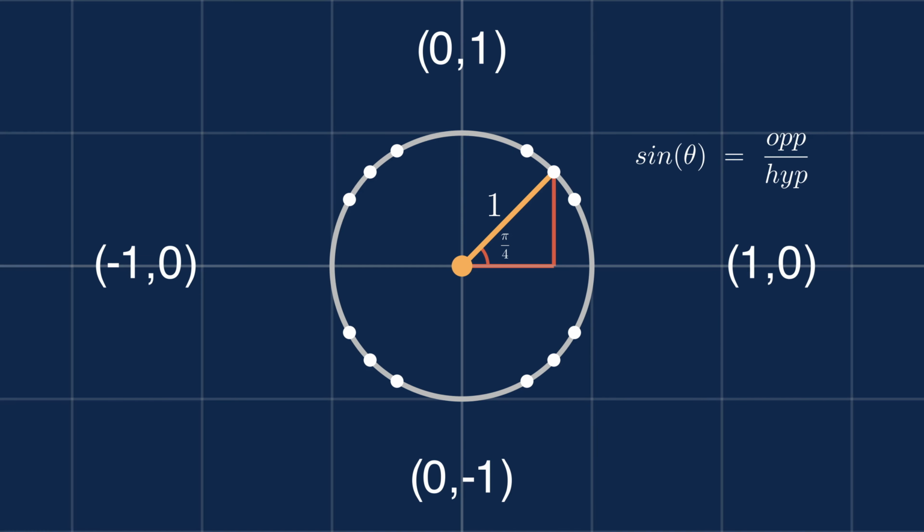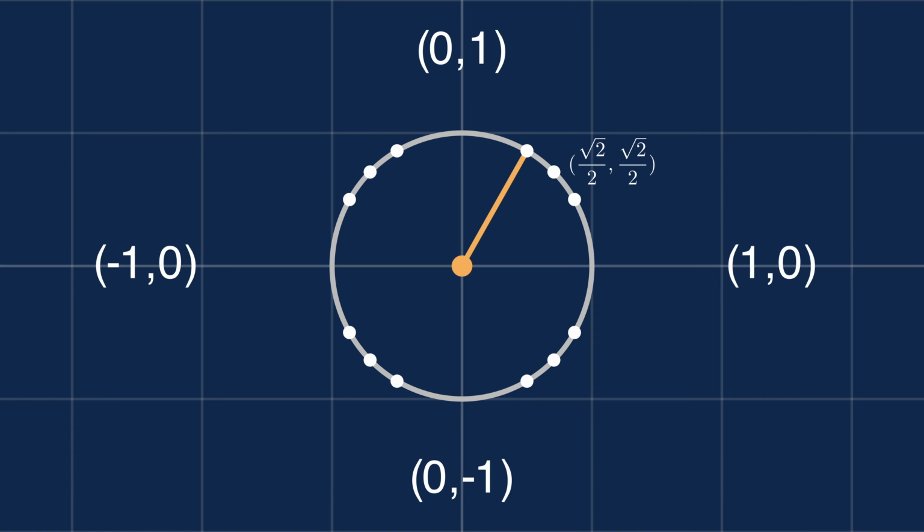Recall that sine of an angle is equal to the opposite over the hypotenuse. So sine of 45 degrees, this vertical component, would be achieved if we solve for the opposite side. Sine of 45 degrees is equal to our opposite side divided by 1. So the opposite side, sine of pi over 4, is equal to the square root of 2 over 2. We also know this is the same for cosine, so the exact coordinates here are square root of 2 over 2, comma, square root of 2 over 2.